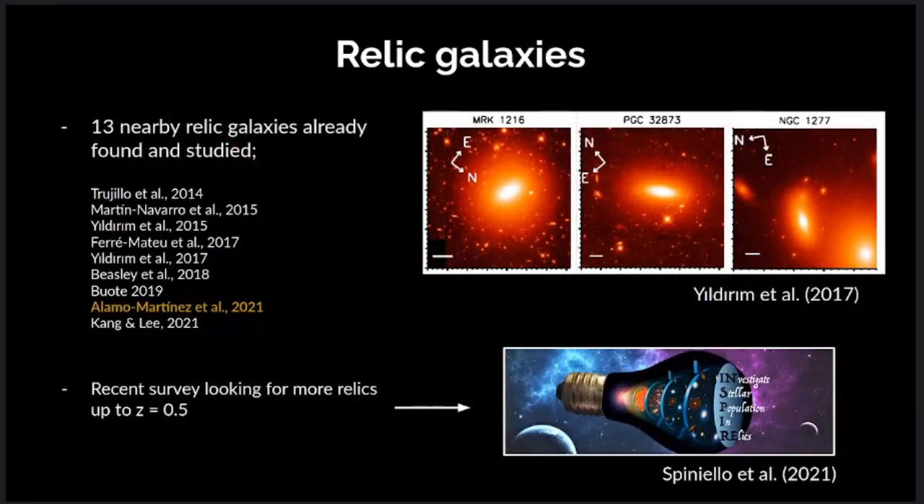So today we have at least 13 nearby Relic galaxies already found and studied in different studies. And there is also a recent survey that is looking for more Relic galaxies at higher redshift, up to 0.5, which is called the INSPIRE survey.